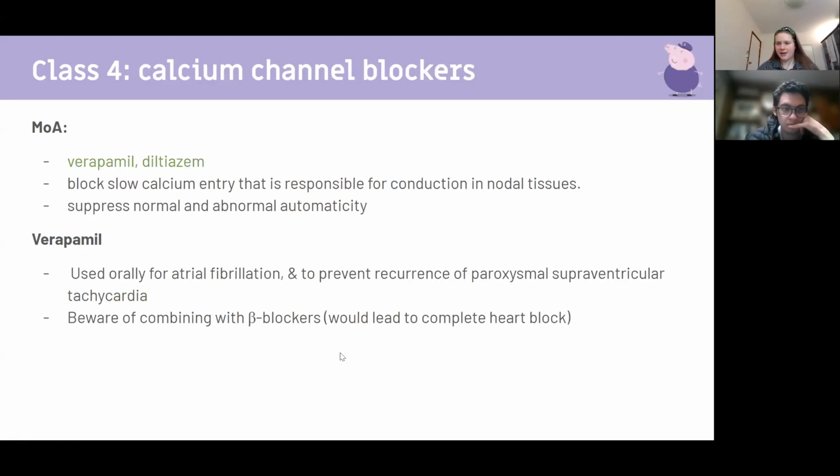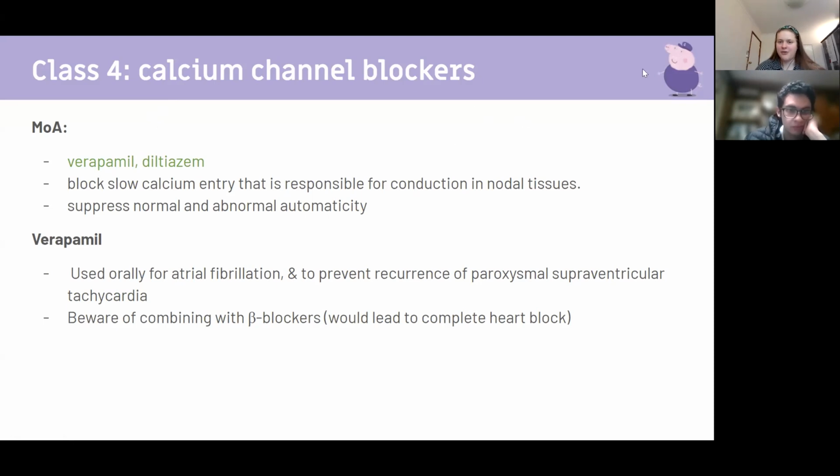You don't really use it primarily. Class 4, calcium channel blockers. You have verapamil and diltiazem. I don't know how to pronounce that, but those two. Verapamil is your more common one, I guess. And it blocks calcium entry, pretty much.